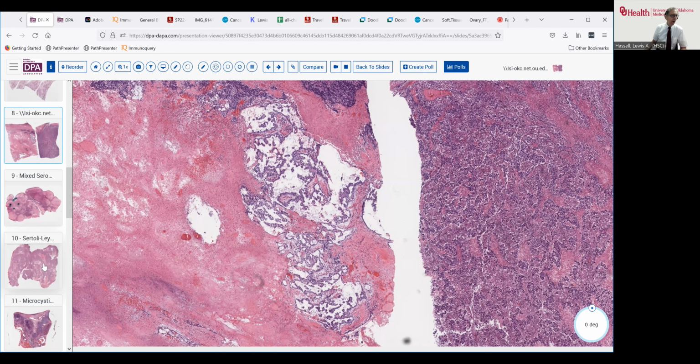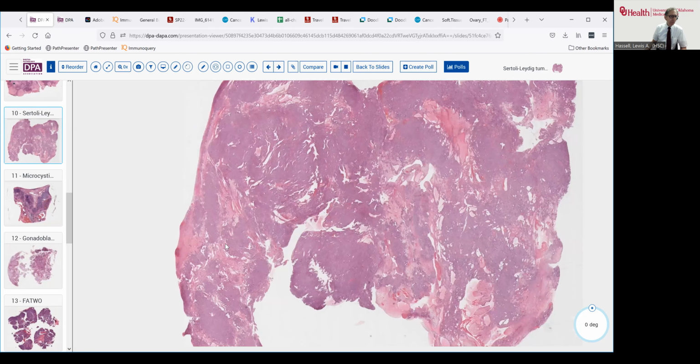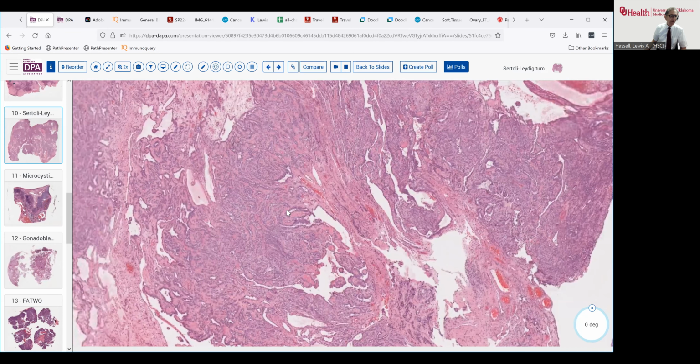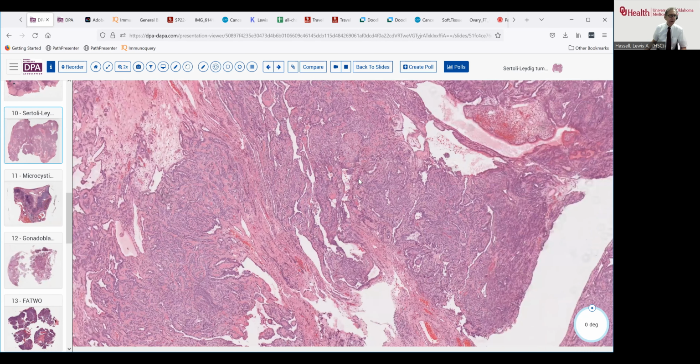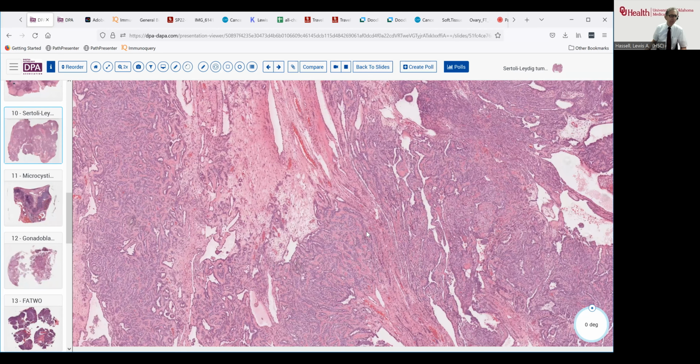Okay, so let's go on to one other case type here in our last few minutes. So this is a tumor from a younger patient. And as you can see, it has a nested pattern. It has areas of growth and so forth. But we also see that it has these slit-like spaces, a few follicle-like spaces, and a fairly unusual pattern.